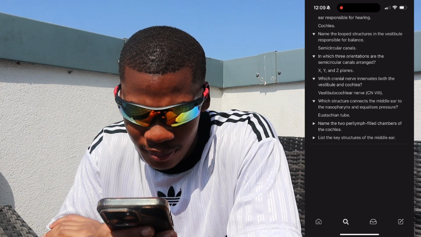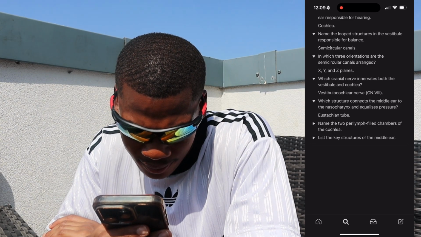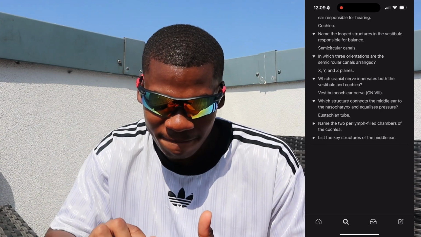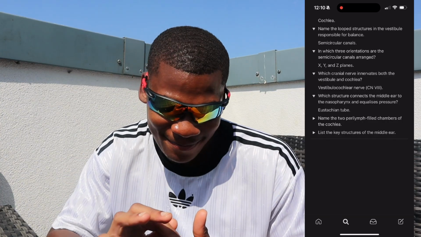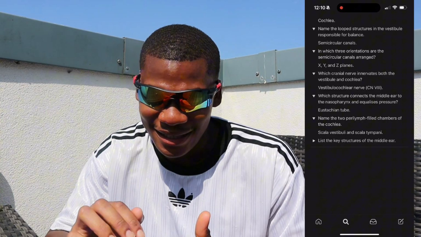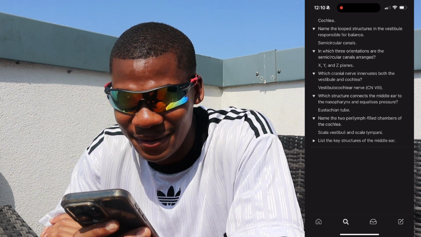Name the 2 perilymph filled chambers of the cochlea. I completely forgot this one. Yeah, I wasn't gonna get that. Okay, your scala vestibuli and your scala tympani.